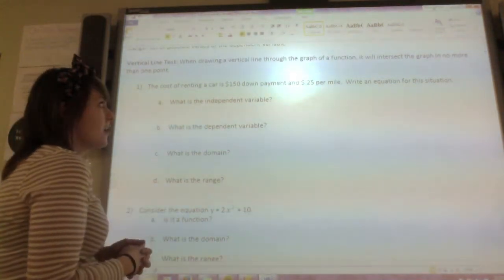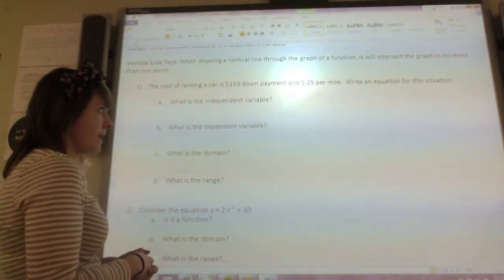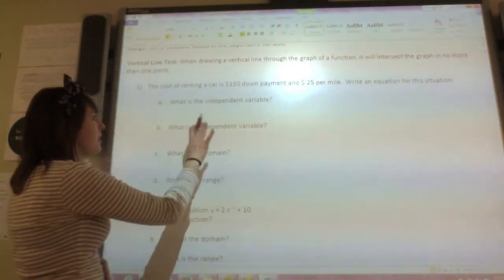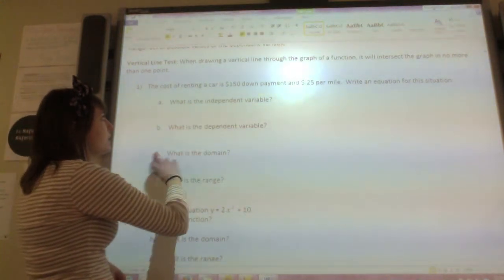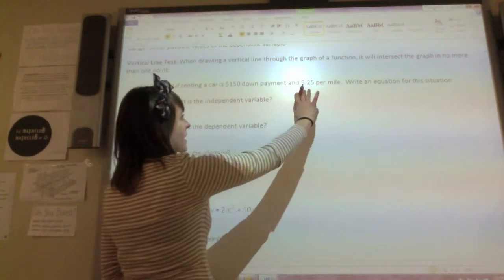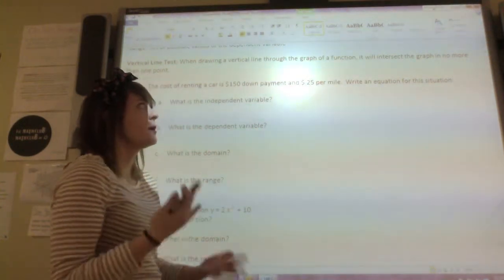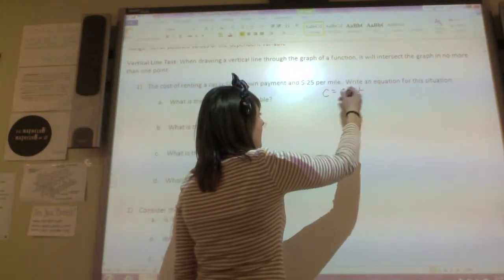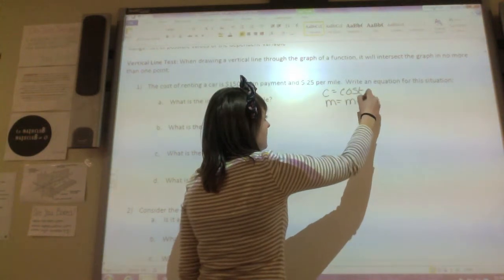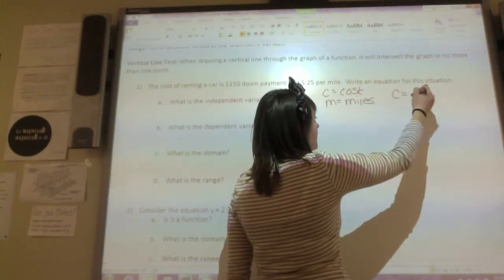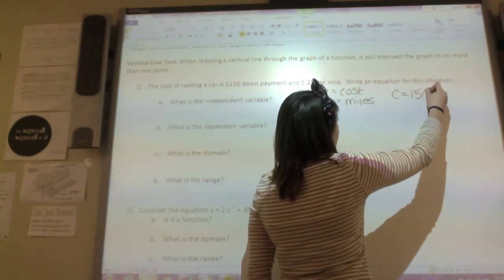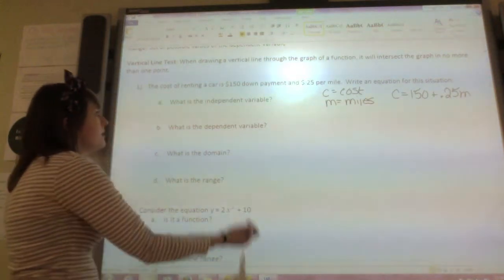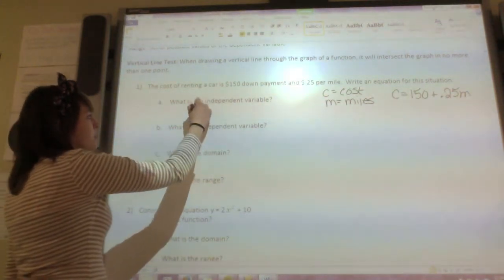The cost of renting a car is $150 down payment and 25 cents per mile. Write an equation for this situation. Well, first of all, I need to figure out my independent and dependent variable. So I have a down payment, I have 25 cents per mile, so that means my two variables are going to be cost and miles. So I'll just say C equals my cost and M equals my miles. In which case, I can say that my cost is going to be 150 plus 0.25 times the number of miles that I have. So my independent variable in this case would be the number of miles I have.